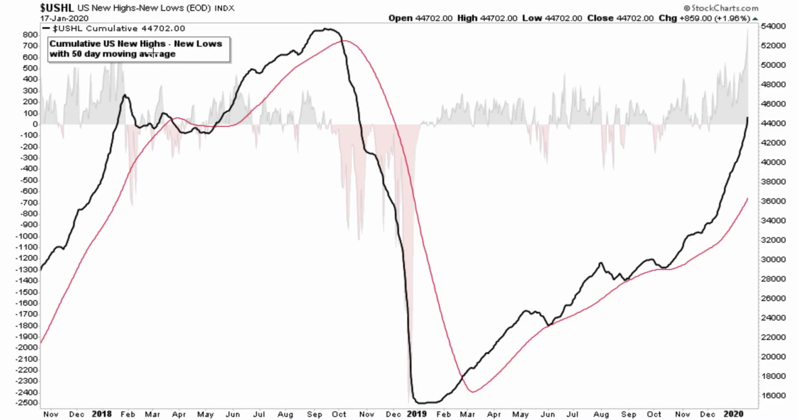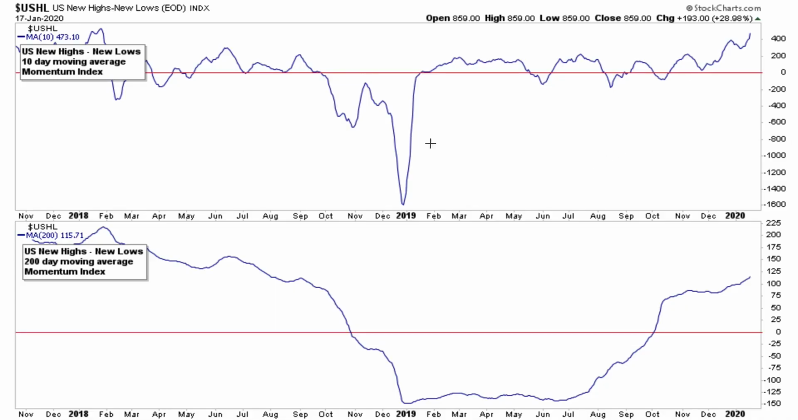Next, this is the cumulative US new highs minus new lows with a 50-day moving average. We're starting to get fairly extended from the 50-day moving average now, so it's running a bit hot. So next we've got the momentum oscillators for both, which is the 10-day moving average and the 200-day moving average. As you can see, it's popped out in the 200-day, popped out in October, and the 10-day has been above its zero line since October here as well. Just moving to new highs.